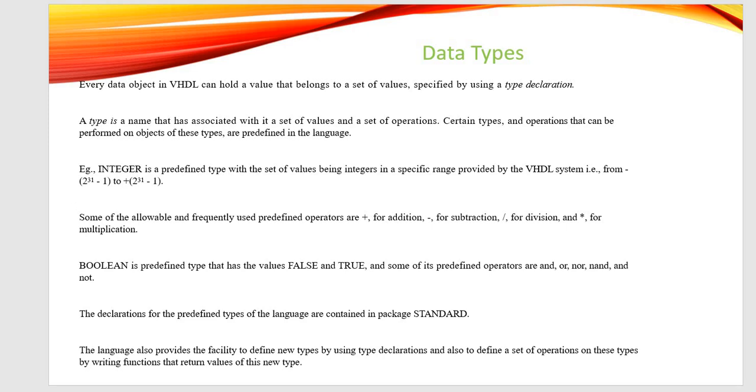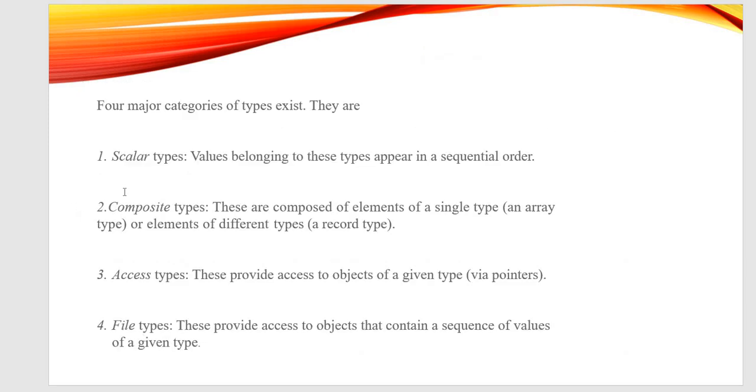Then next are the major categories as far as these types are considered. First one is scalar type. Values belonging to these types appear in a sequential order. Second one is composite type. These are composed of elements of a single type, like an array, or elements of different types, like records. So scalar is the general one which we use frequently. Composite is whenever we want to declare an array especially.